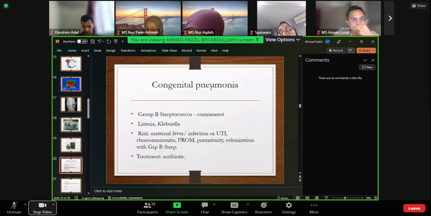The other one is congenital pneumonia. You already know what that means. Pneumonia means infection. Congenital means they get it inside the uterus or during delivery. The main organism is group B strep, the commonest. The others are Listeria and Klebsiella.